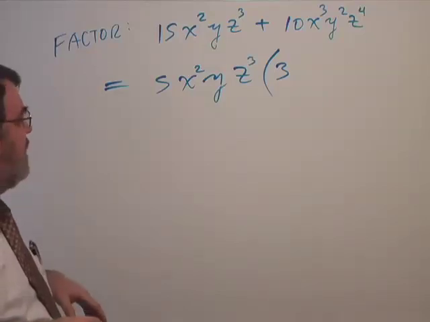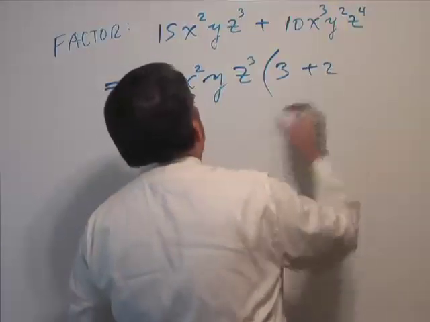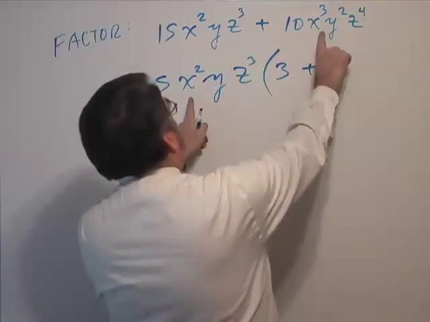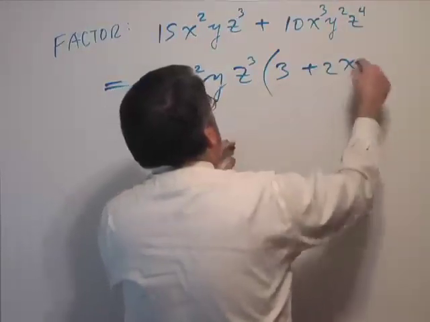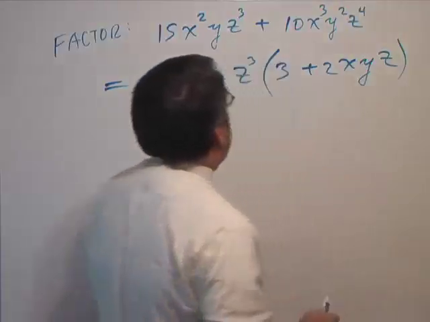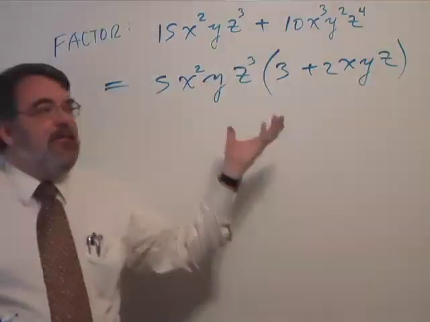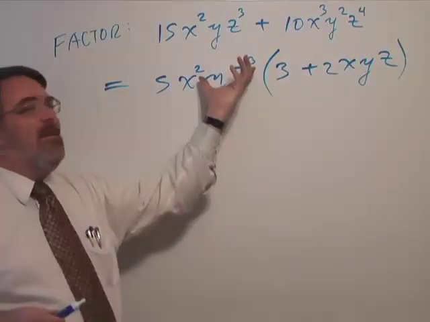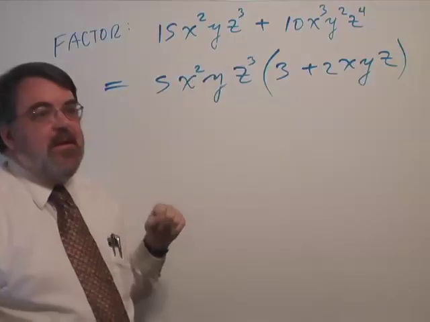As far as the other term, if I factor out a 5 out of 10, I'm left with a 2. And let's see, this would be x to the first power, just plain old x, y to the first power, and z to the first power. There we go.